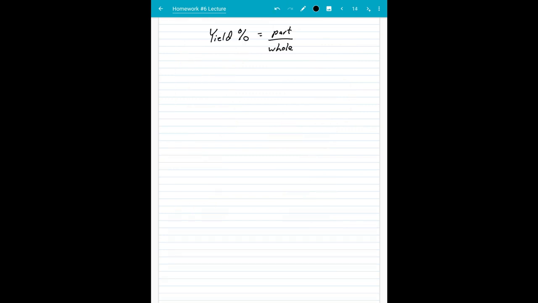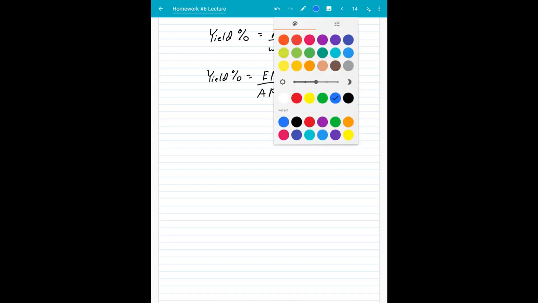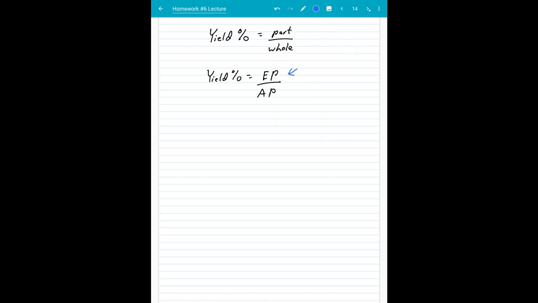But let's talk about yield percentage. We say the yield percentage is equal to the EP divided by the AP. So EP stands for edible portion. AP stands for as purchased. This is the one that we use. It's still got that idea of part divided by whole, but we say EP over AP. So edible portion and as purchased.